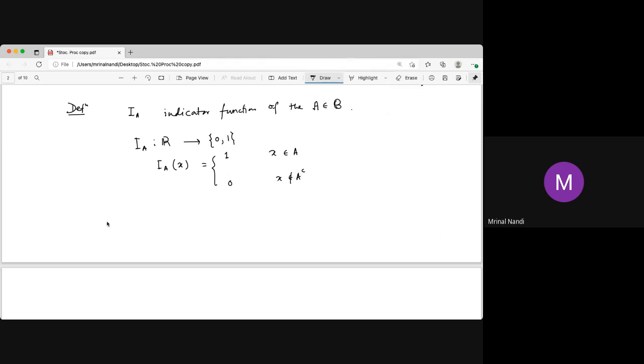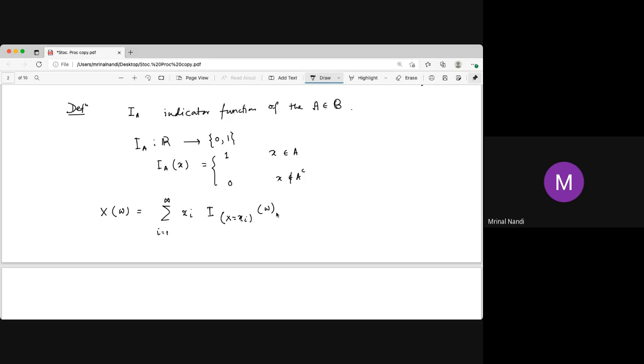So using the indicator random variable, we can write X of omega as the sum over all x_i, i equal to 1 to infinity, of x_i times the indicator random variable of the event X equal to x_i, evaluated at omega. So that is very, very important. X of omega is just this.